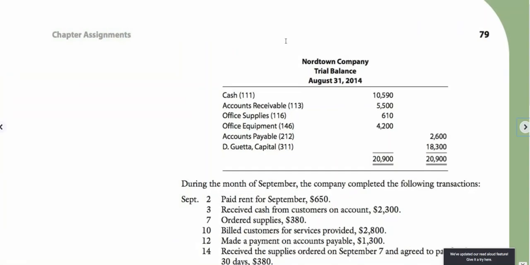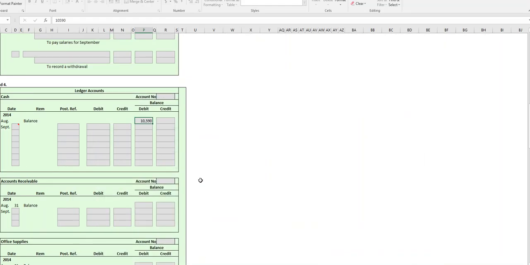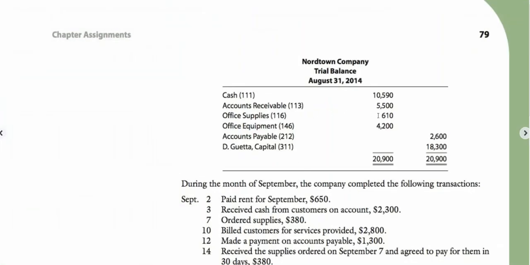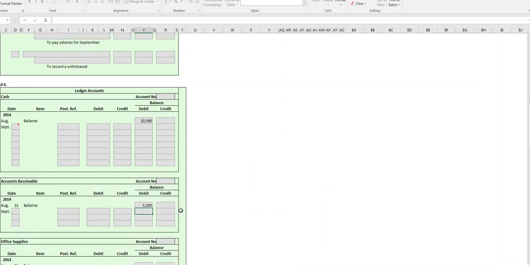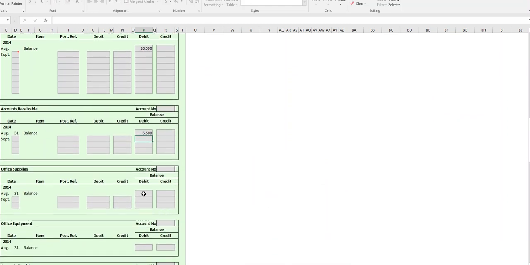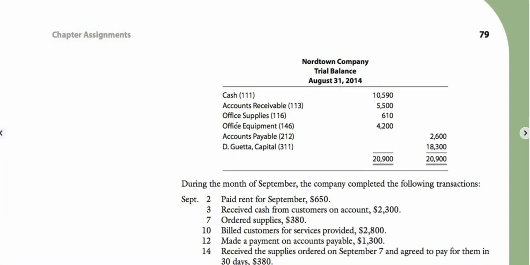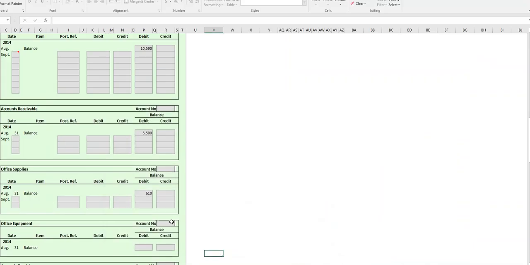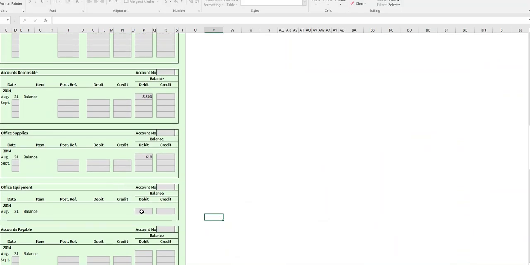We know this because the 10,590 is on the debit side, the left-hand side. So accounts receivable, 5,500. We go down to accounts receivable and put 5,500 there. We then go to office supplies, that's $610. So we put 610 there. Then we go to office equipment, that's 4,200. So that goes here.